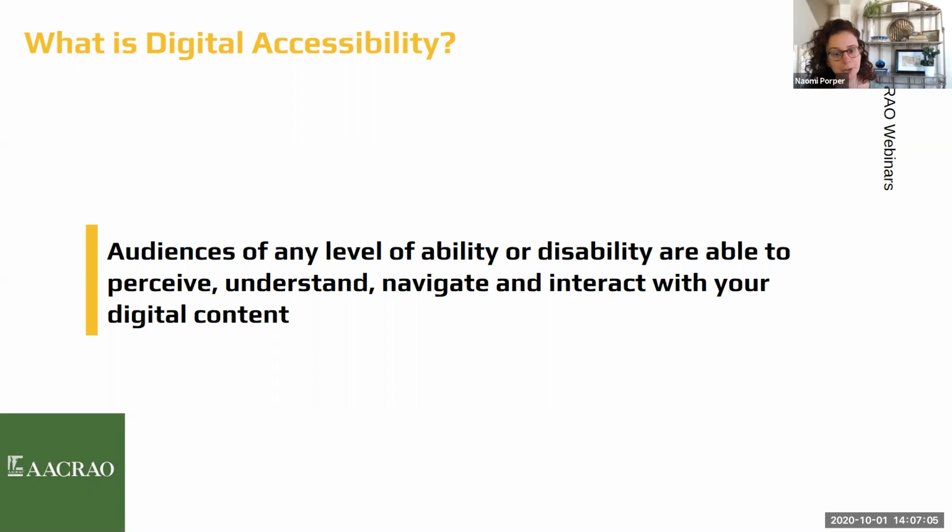And before delving too much more into the what, I wanted to pause for a moment to discuss more of the why. So thinking about why should I care about digital accessibility? And there are a couple of reasons that come to mind for us. So the first one, it is the law.